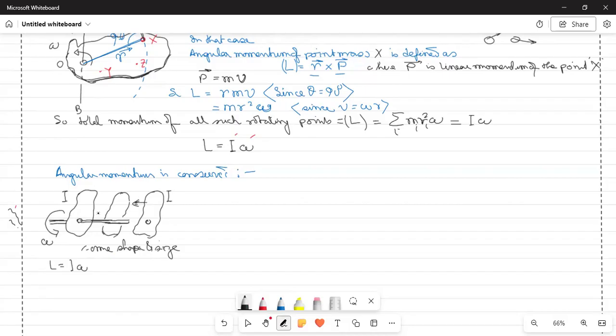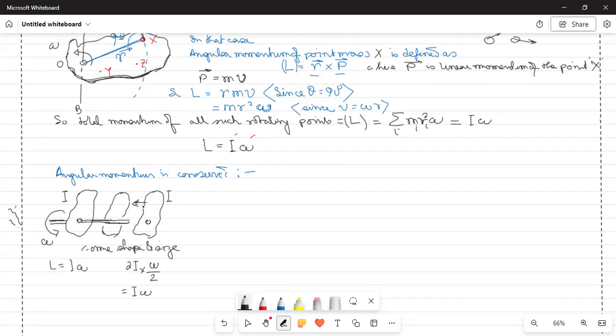So then it becomes two bodies, and it will have two moments of inertia, with a total moment of inertia of 2I. So automatically its angular velocity will become omega by 2, so that the amount of angular momentum still remains I omega. I repeat once again.